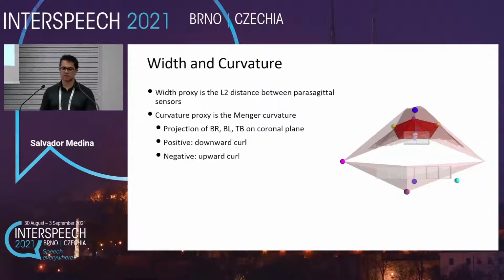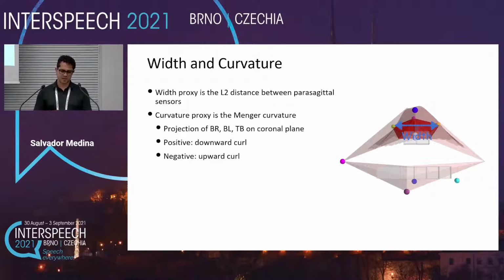Then, moving into the width and curvature analysis, we used as a width proxy the L2 distance between both parasagittal sensors on the tongue. As a proxy of the curvature of the tongue, we used the Menger curvature. As a brief reminder, the Menger curvature is the inverse of the radius of the circumference that you can fit through 3 points. In this case, the 3 points are the projection of the lateral blade sensors along with the tongue blade into the coronal plane. The coronal plane is what you're looking at over there.